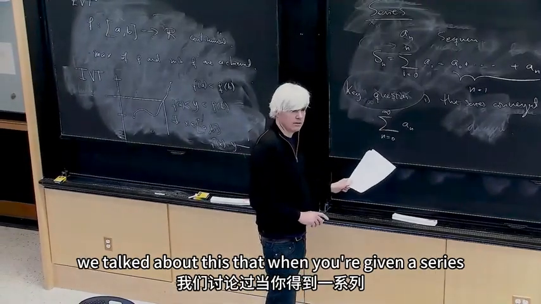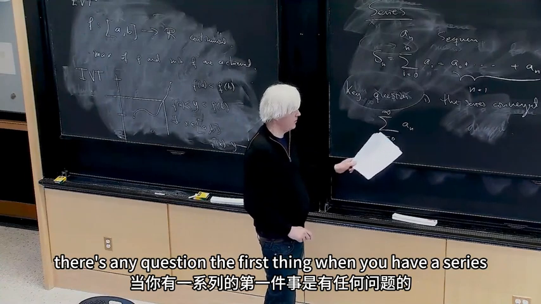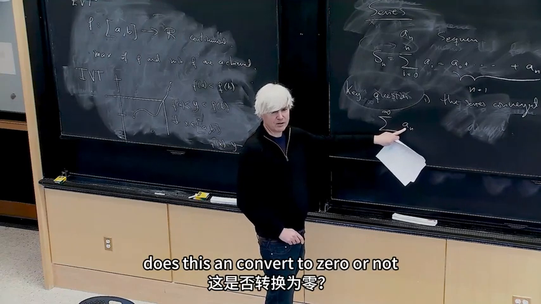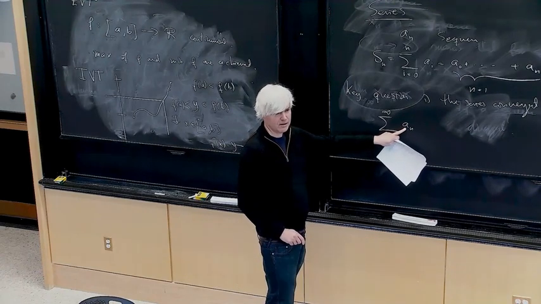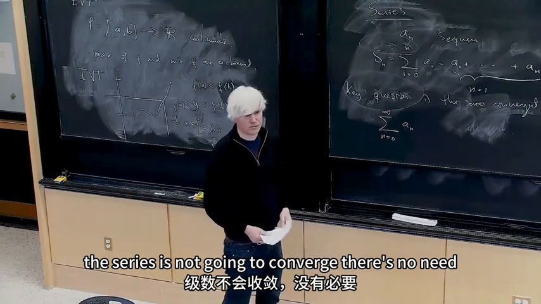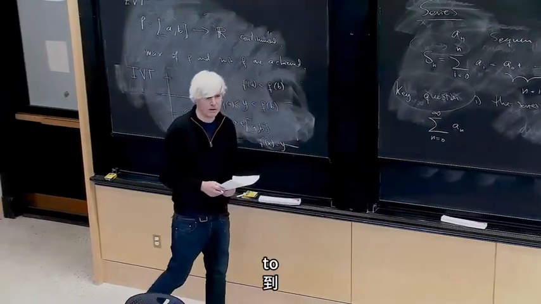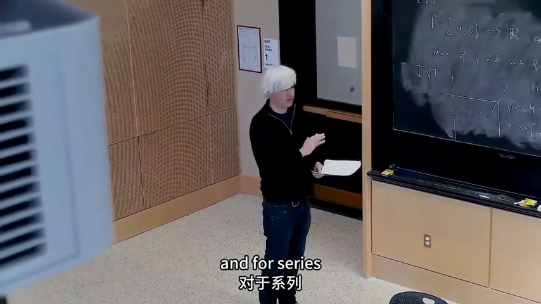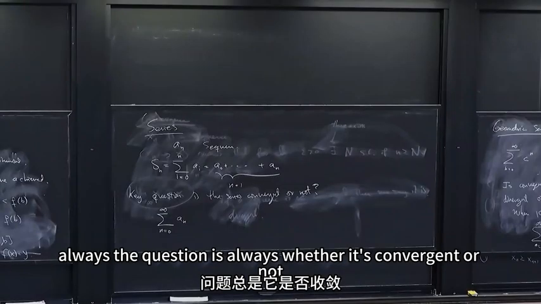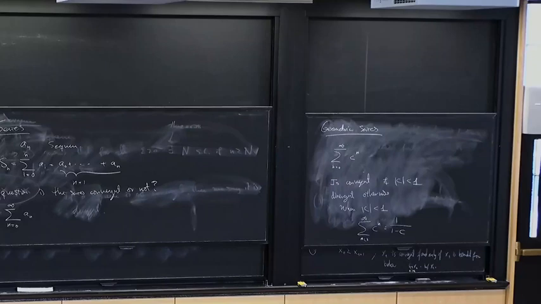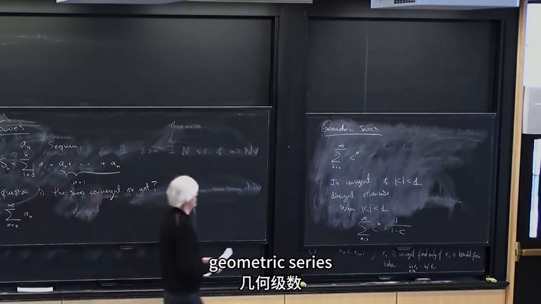And the other thing, again, we talked about this, is that when you're given a series, even before there's any question, the first thing you look at is: does this An converge to 0 or not? Right? If An does not go to 0, well, the series is not going to converge. There's no need to apply any fancy test. And for a series, the question is always whether it's convergent or not. Okay, so that's the geometric series.